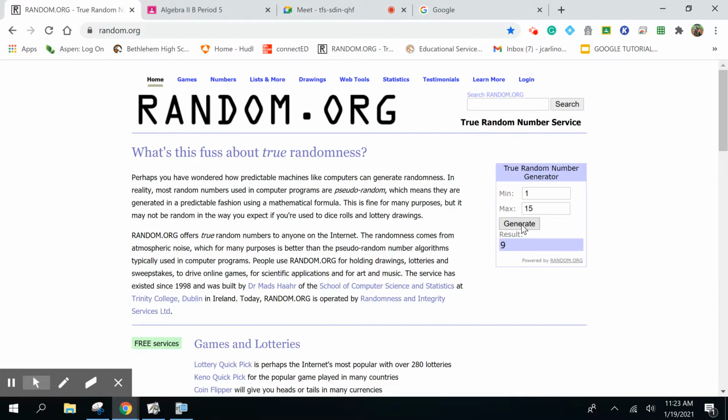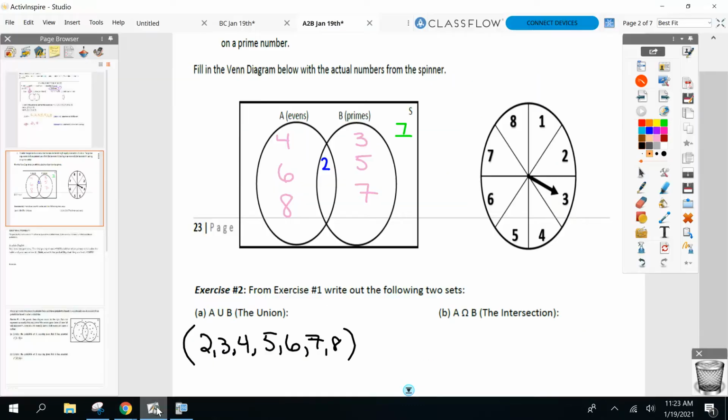9 spot. Here we go. Should have had this prepared earlier. You guys know who you are, though. Hunter, I know that's Hunter. Go ahead. What's the intersection, Hunter? If you're trying to talk to me, Hunter, I can't hear you. The intersection is 2. There you go. Just 2. That's it. Just 2. Good job.